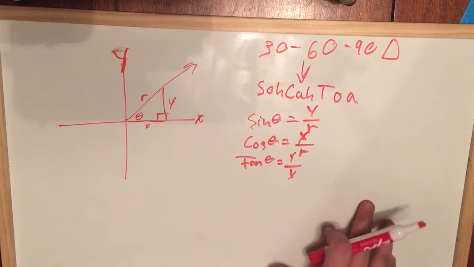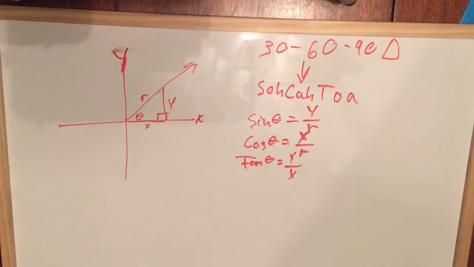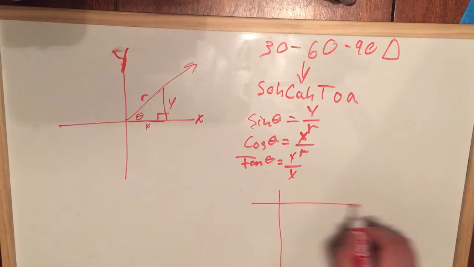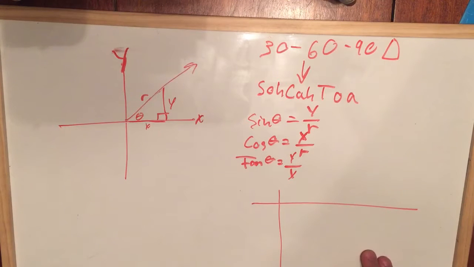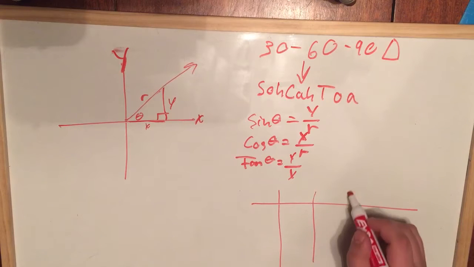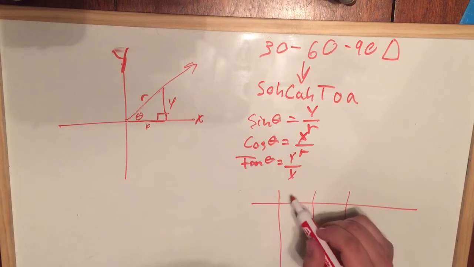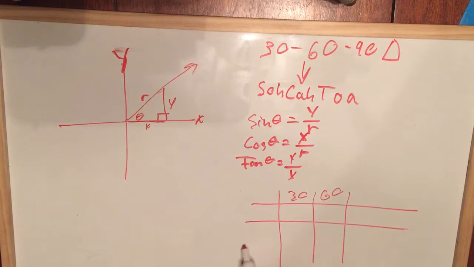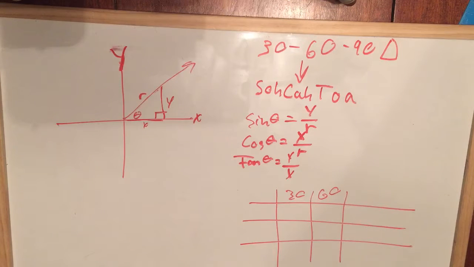Now we're going to use SohCahToa to figure out something else, to fill in this chart partly. I haven't told you guys about 45-degree angles, so we're just going to do 30 and 60. Those are the only ones that we need right now. And so we're going to do the sine and the cosine. That's all we basically need at this point.